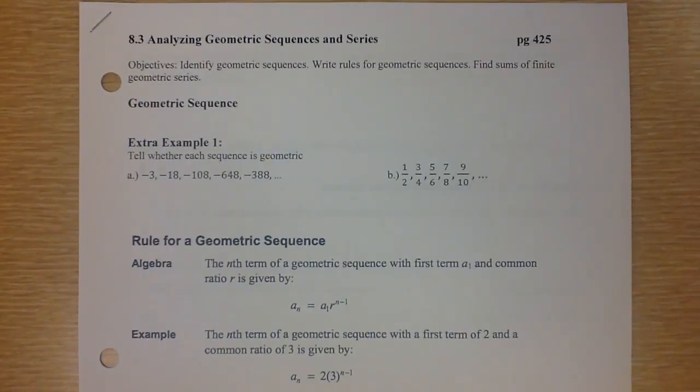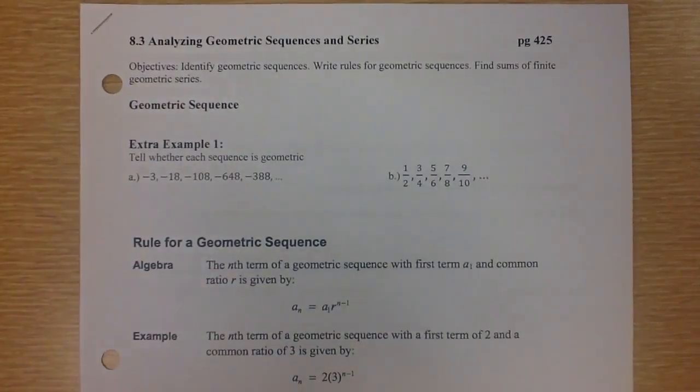So our objective is to identify a geometric sequence, which we've already looked at in the past, write rules for geometric sequences, which we've already done. We're just going to learn some new tricks so we don't always have to guess and check. And find sums of finite geometric series. Again, finite, ones that end. We won't be dealing with the infinite until the next section or two.